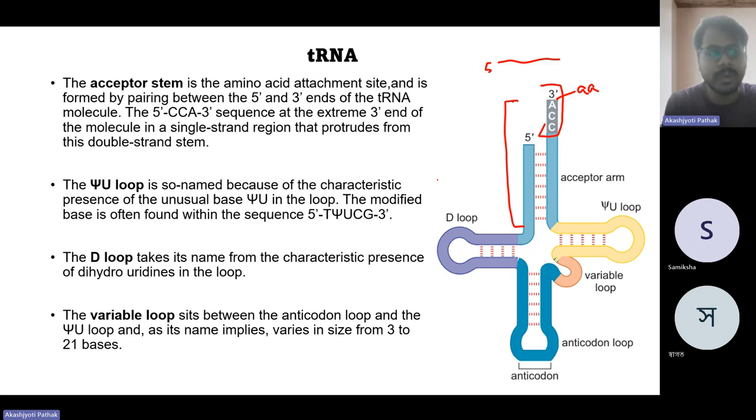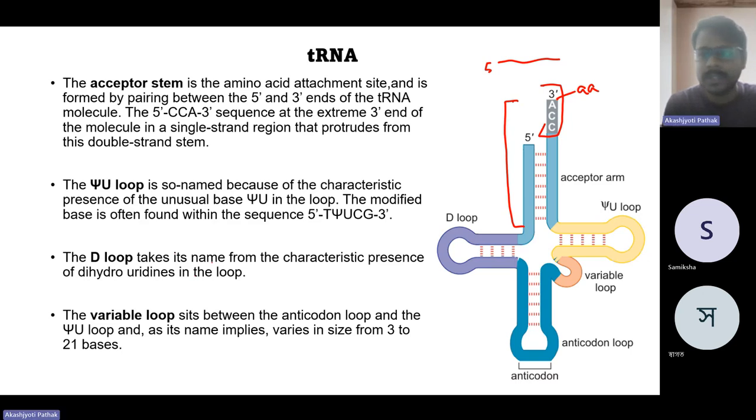It is similar to uracil or uridine, but one of the double bonds is converted into a single bond in pseudouridine. The modified base is often found within the sequence 5' T Ψ CG 3', where Ψ stands for pseudouridine. So this is the particular sequence present in this loop, and then there is the D loop.